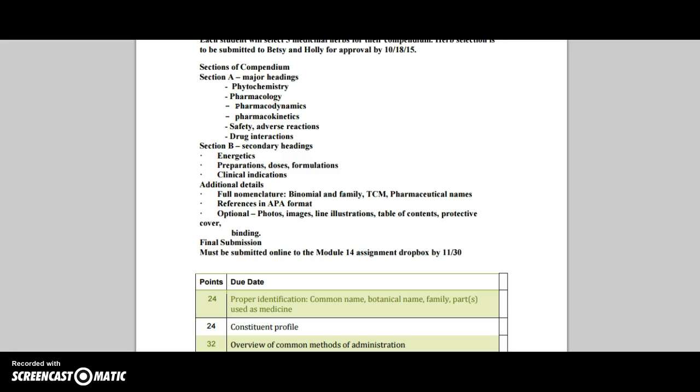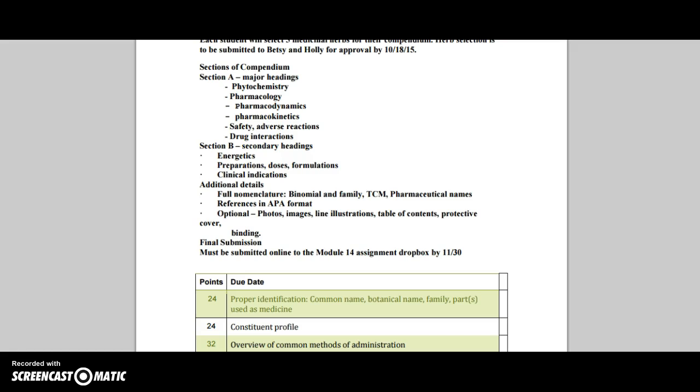Safety and adverse reactions. So that information you can get primarily from, for example, Natural Standard, the Botanical Safety Handbook put out by the American Herbal Products Association. You have access to both of those through your MUIH account, either on-site or at home. And under Module 3, there's the screencast about how to access those databases. If you have any questions about where to access this information, please feel free to contact myself or Holly, and we'll walk you through that.